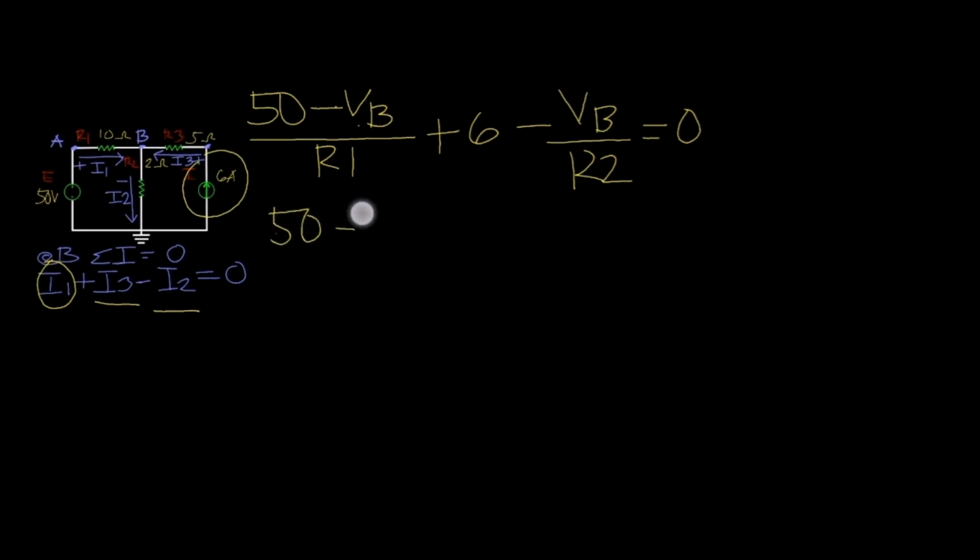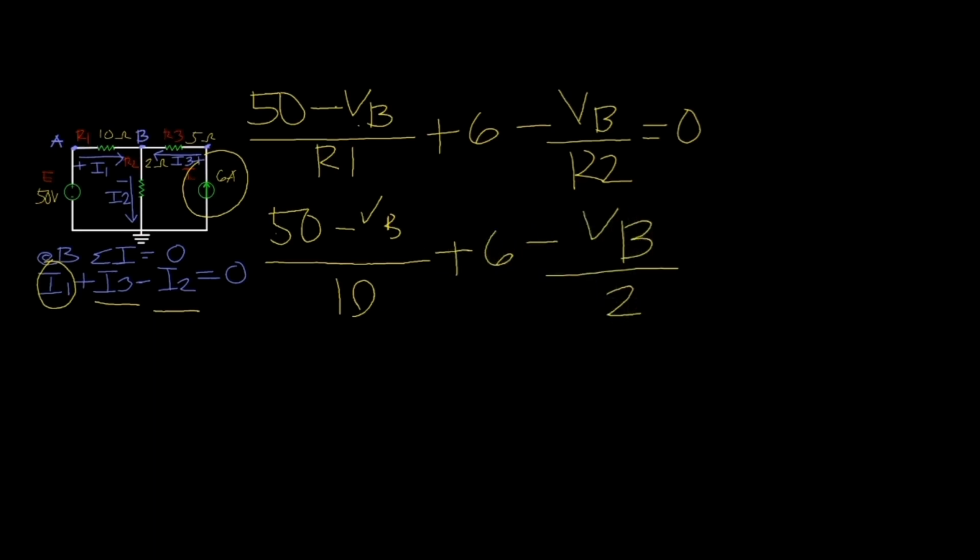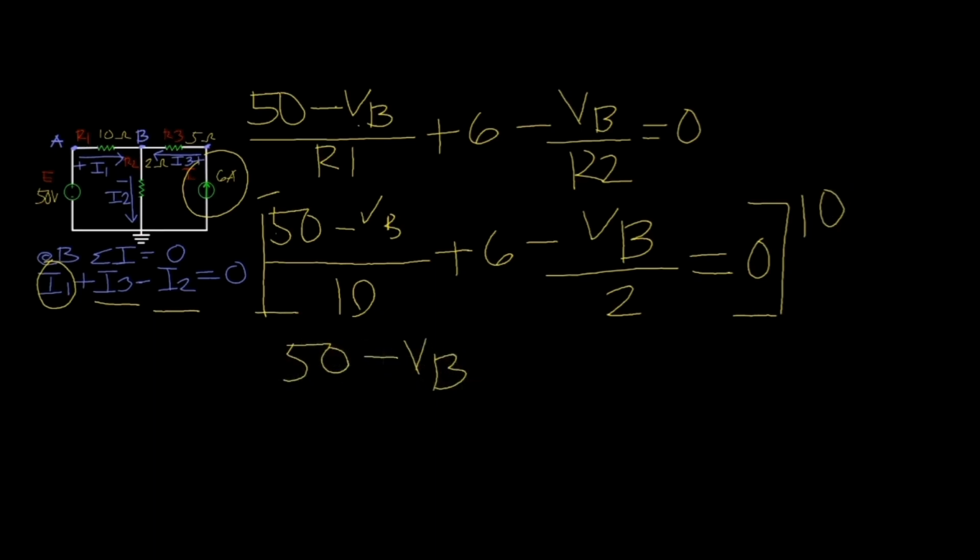Plugging in the values of the resistors, we have 50 minus VB all over 10, plus 6, minus VB over 2 equal to 0. Now we just solve it algebraically. Multiply the equation by 10. So here multiplying it by 10, the 10 here will be cancelled out. 50 minus VB. 6 times 10 will be 60, so plus 60. Then here VB over 2 times 10 will be 5 VB.